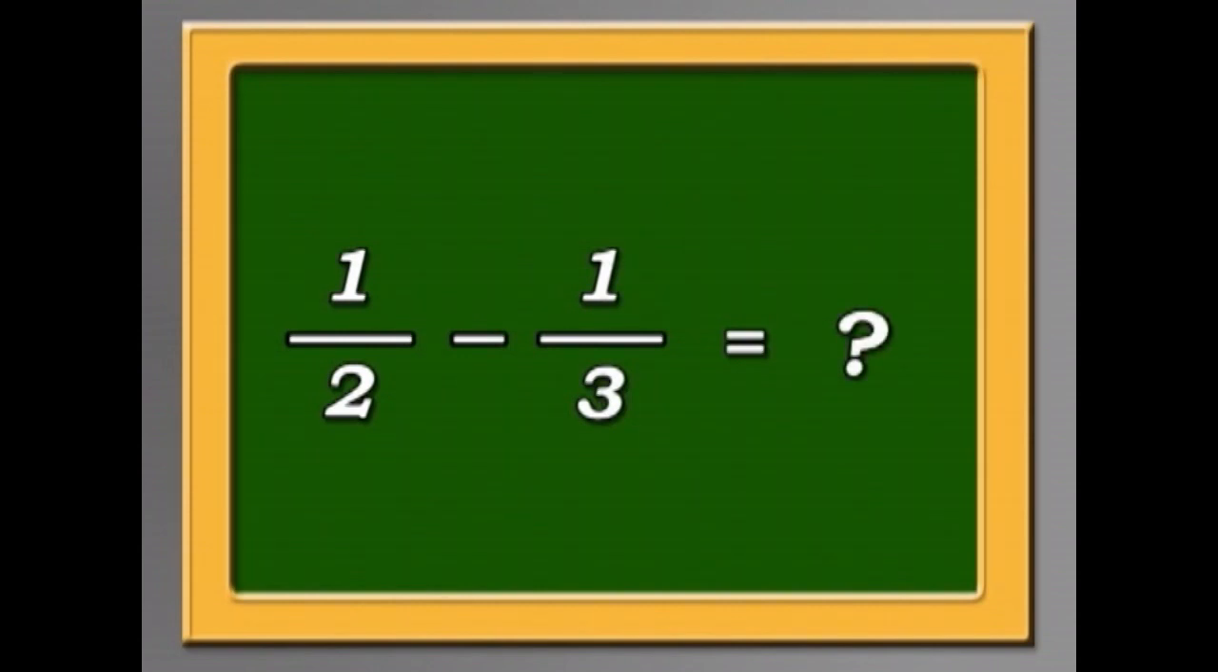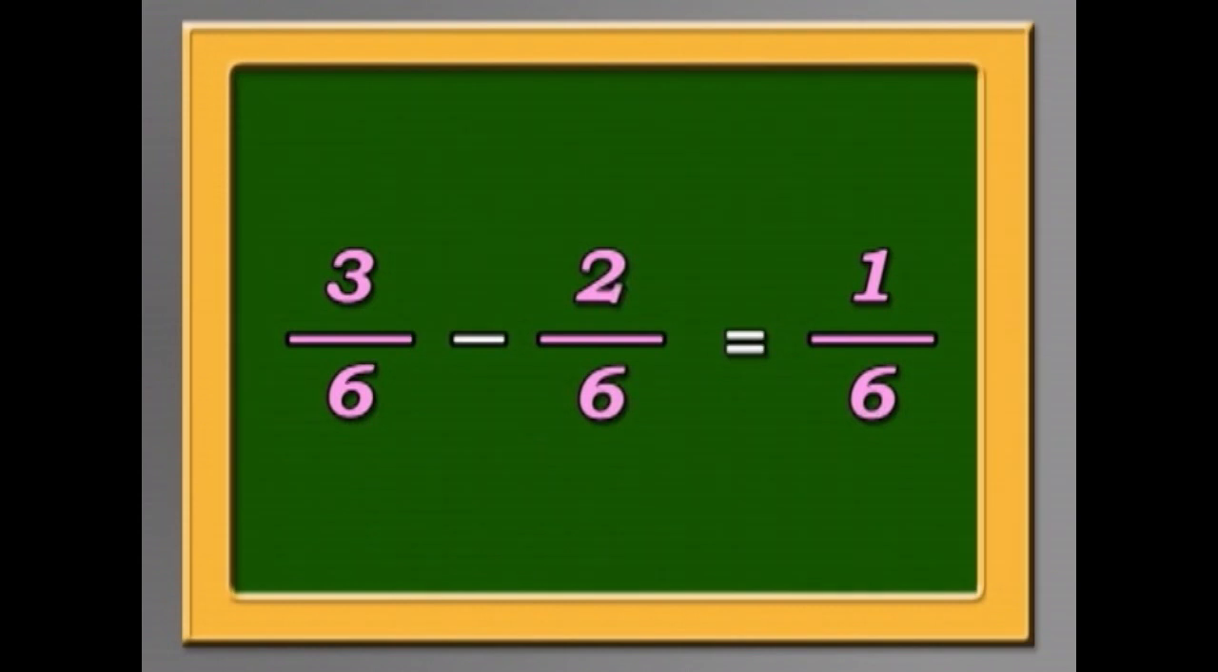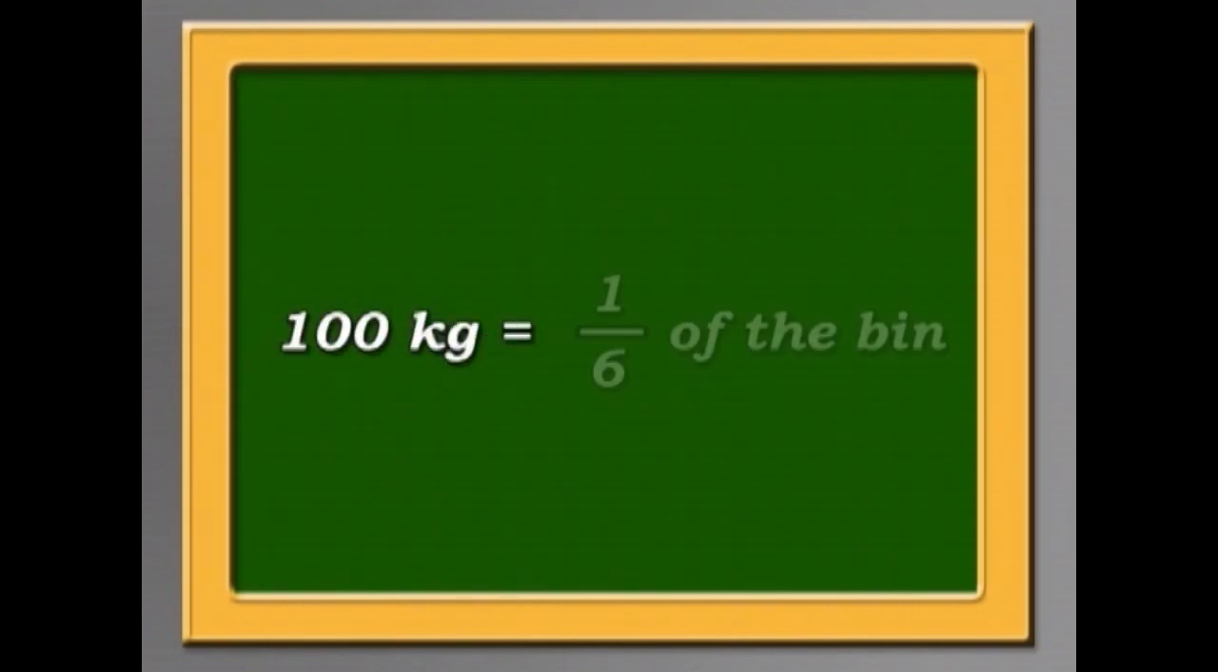Well, in order to subtract 1/3 from 1/2, we have to change them into the same sort of fractions. 1/2 is the same as 3/6, and 1/3 is the same as 2/6. So the difference between a half and a third is 1/6. Now, as 100 kilos fills 1/6 of the bin, it should be possible to work out how much the bin holds.